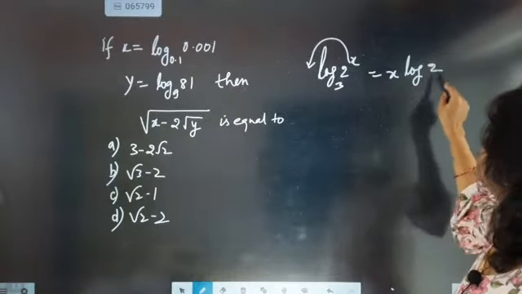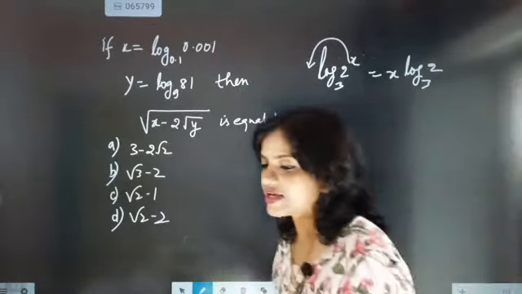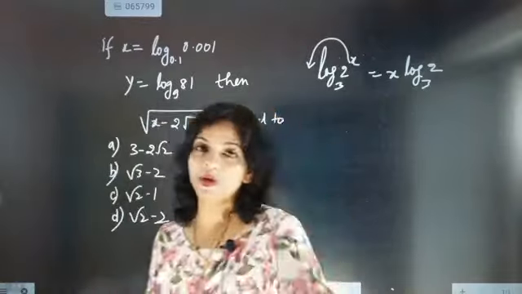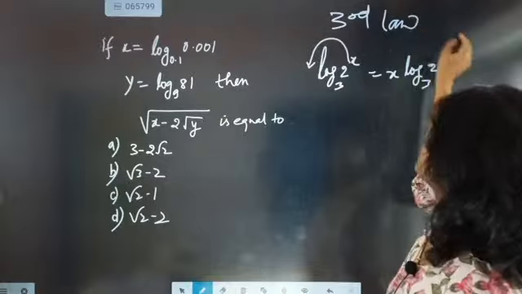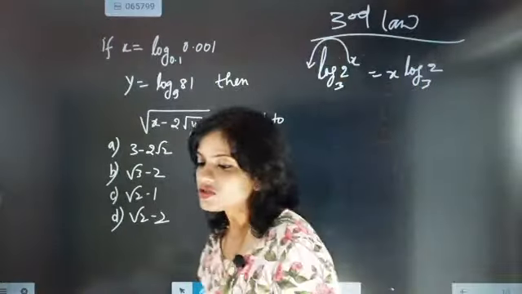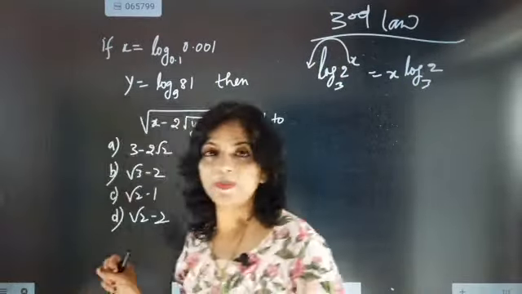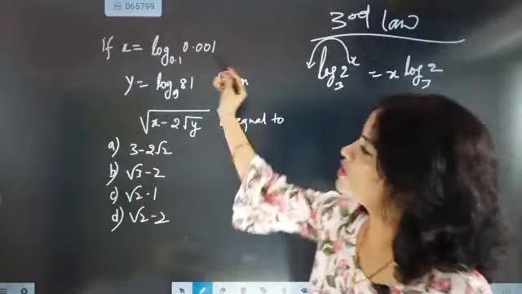So it will become 2 will be there, 3 will be there. So this is exactly the third property of log. This comes under the third law, and based on this law only this question is there. Fine. So now first work is x equal to this much given.